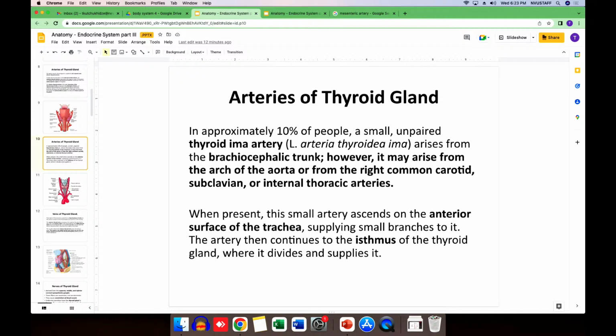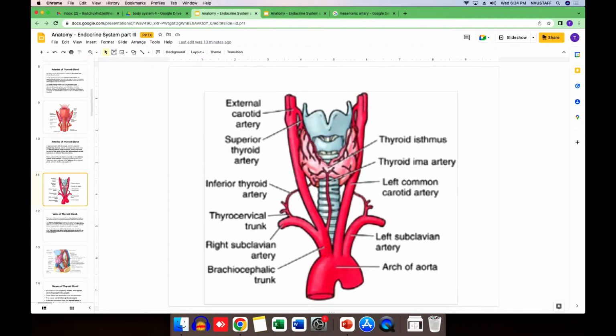thyroid gland. Around 10% of people have a thyroid ima artery. Thyroid ima arteries are the ones arising from the brachiocephalic trunk, and they supply the isthmus of the thyroid. Also, they may arise from the arch of the aorta, from the right common carotid, subclavian, and internal thoracic arteries. Okay. And once again, to see, this is our thyroid ima artery here.